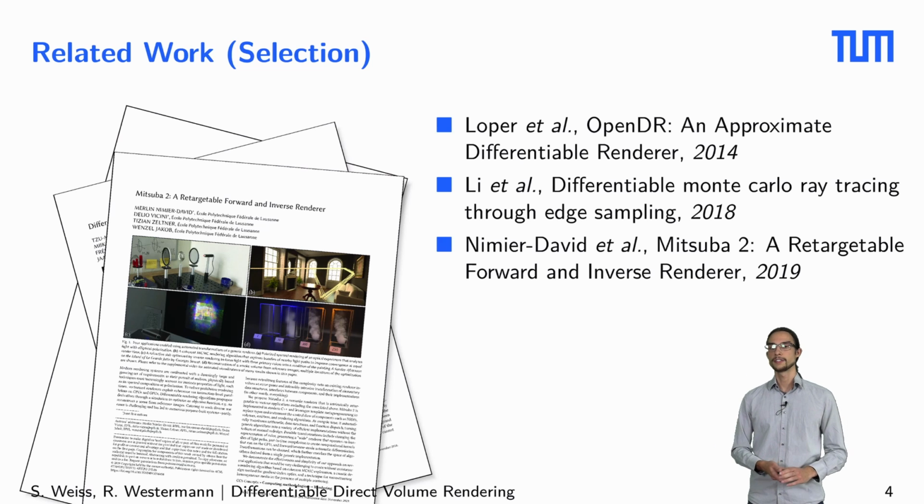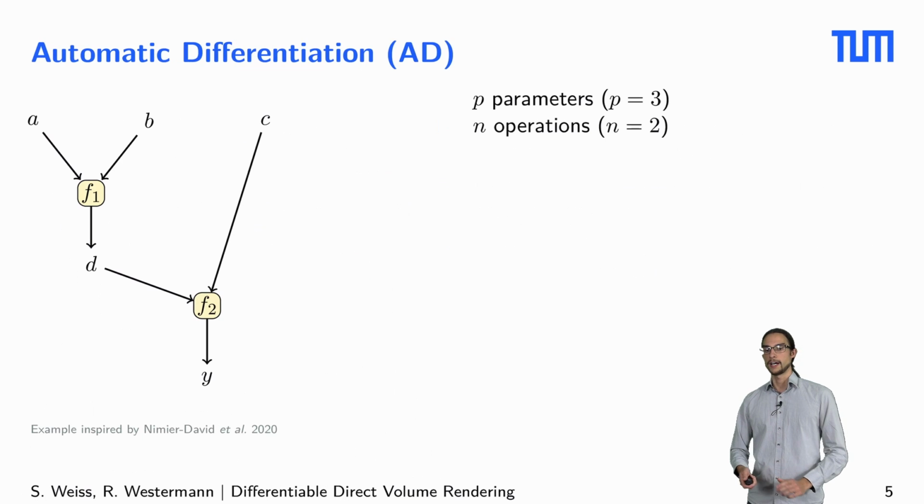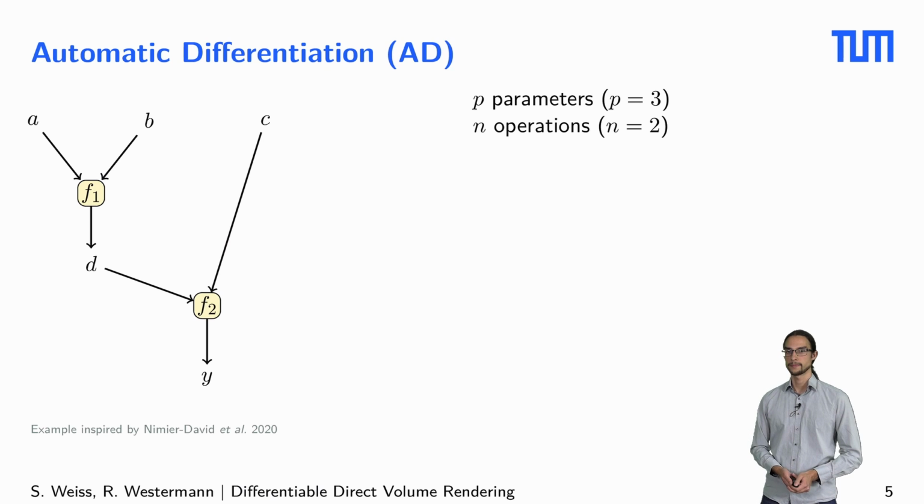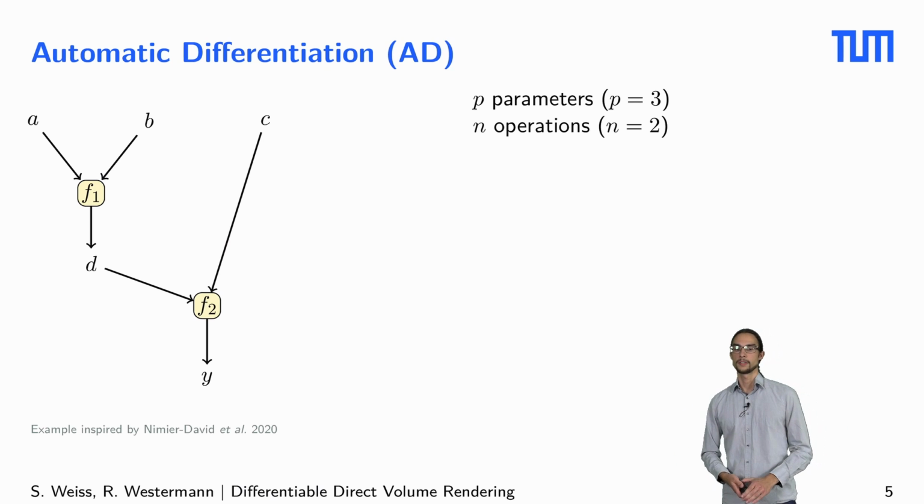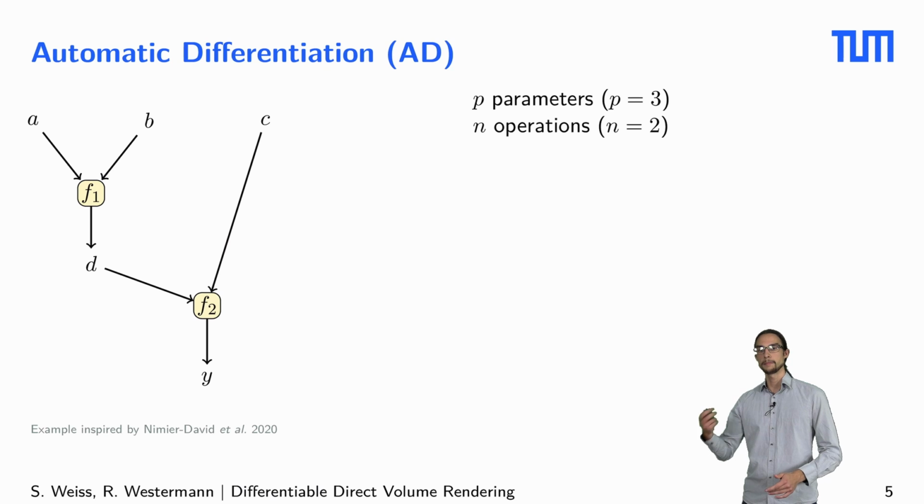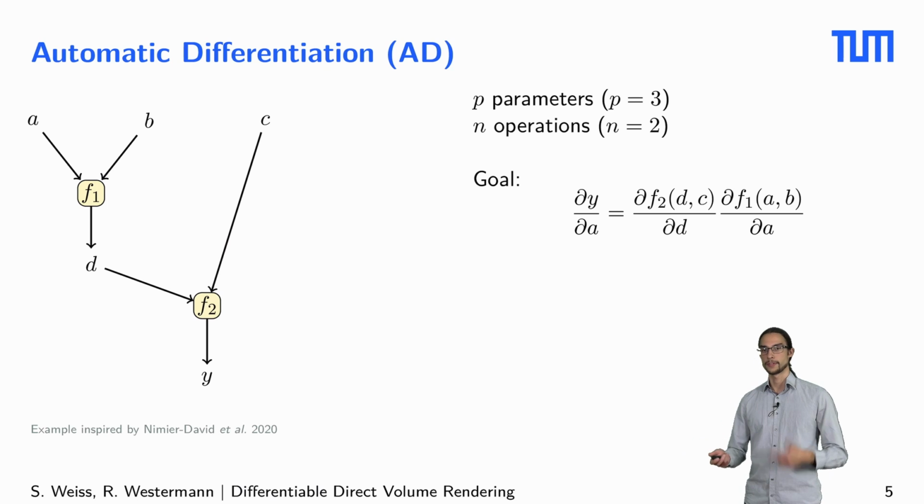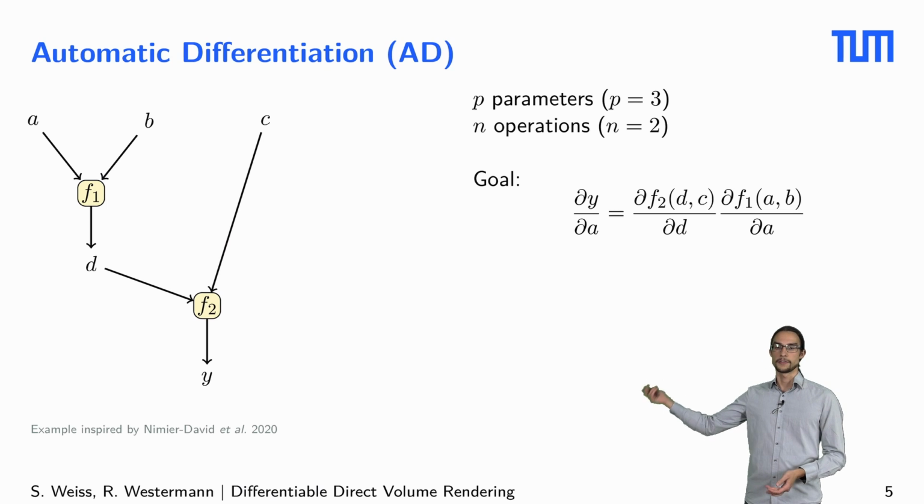But before I can go into details on how our method is set apart from, for example, Mitsuba 2, I have to raise some theoretical background on automatic differentiation. Given here an example problem with p equals 3 parameters, a, b and c, and n equals 2 operations: f1, which takes a and b as input and produces the intermediate value d, and f2, which takes d and c as input and produces y. Now we are interested in the gradient of y with respect to a, and the chain rule gives us this.